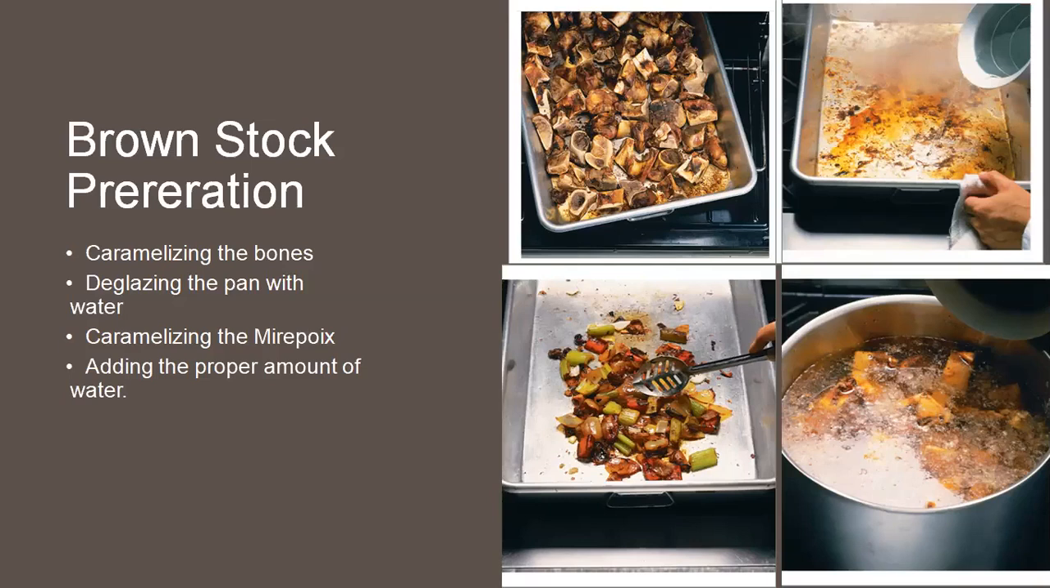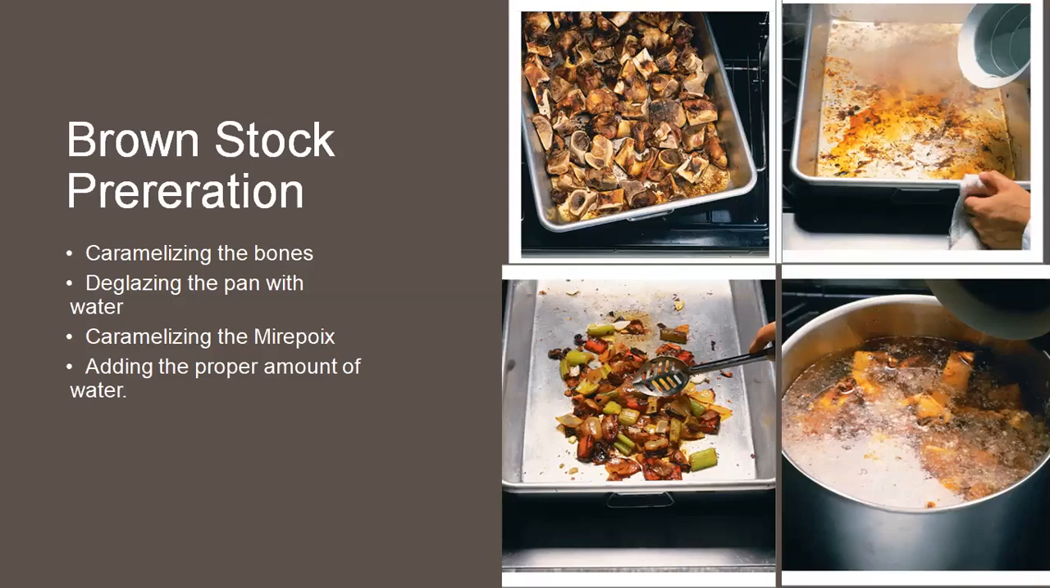In the same pan, we are going to add our mirepoix and we are going to brown that as well. Now add the brown mirepoix, the tomato puree, the roasted bones, everything in the stock pot. We are going to fill it with cold water till all the bones and everything is nicely dipped in it.